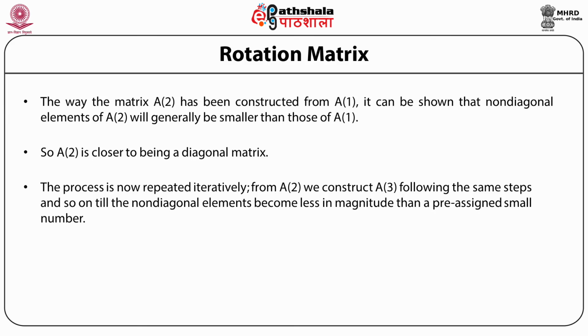The process is now repeated iteratively. From A^(2) we construct A^(3) following the same steps and so on, till the non-diagonal elements become less in magnitude than a pre-assigned small number.